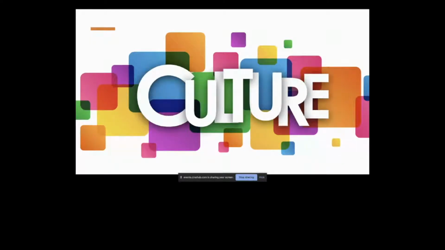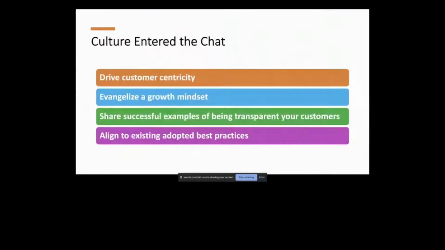So I think part of the fact that that team exists is because of that example of how being transparent with your customers helps you not only find different ways to drive value, but to also be comfortable when people talk about failures and be transparent. So I talk about culture entering the chat. That's the first step that I looked at when I entered my new role.